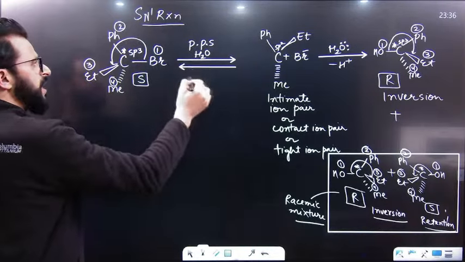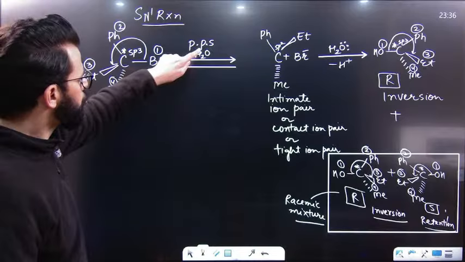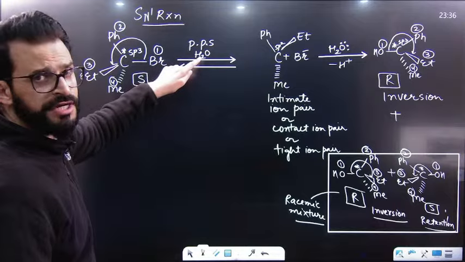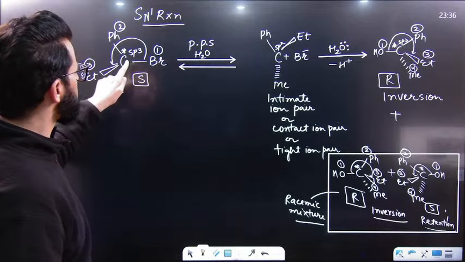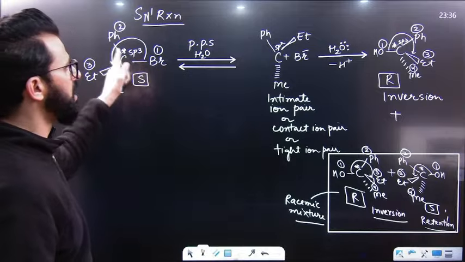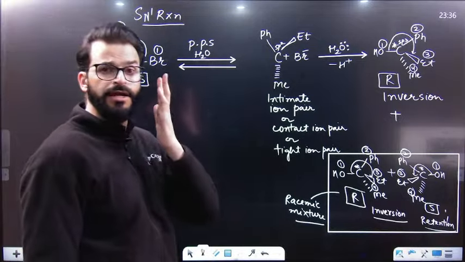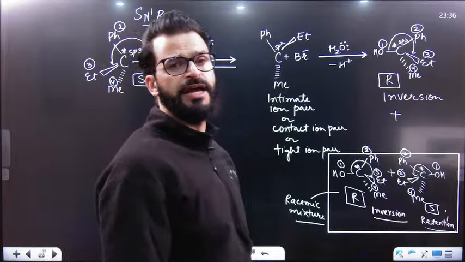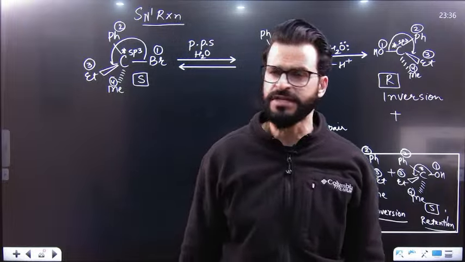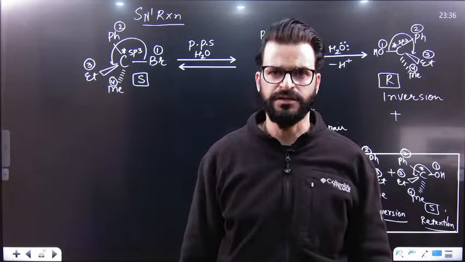Now, this is the rate determining step. So that solvent which has a high dielectric constant value, that means a solvent which has high tendency to separate this C-X bond, will favor SN1. Those solvents which have high dielectric constant values are polar protic solvents. That's why polar protic solvents favor SN1 reaction.